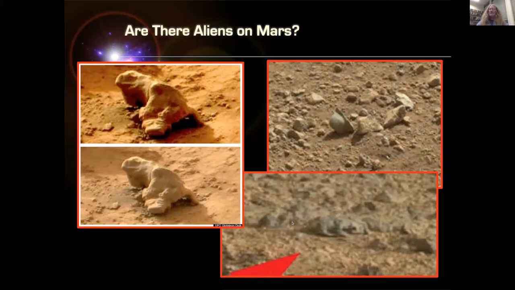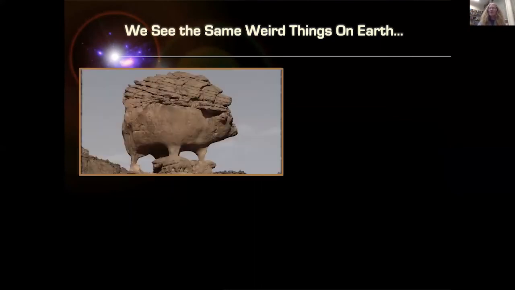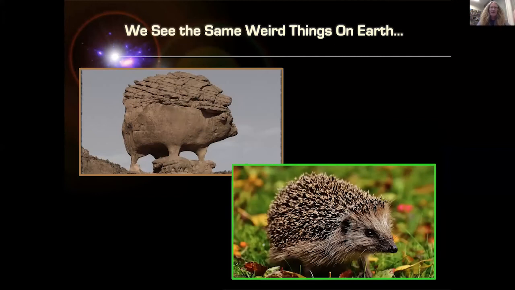You don't have to go to Mars to find these fascinating things. This is a psychological effect called pareidolia. You can just go wandering through the Sahara taking pictures of rocks. And if you do so, you will find that there are some weird looking rocks here on Earth that look like, for example, this gigantic hedgehog, which I can assure you is not a gigantic hedgehog. But again, it's that same sort of effect, pareidolia, something that when you look at it from a particular angle, looks like life, but it's not.